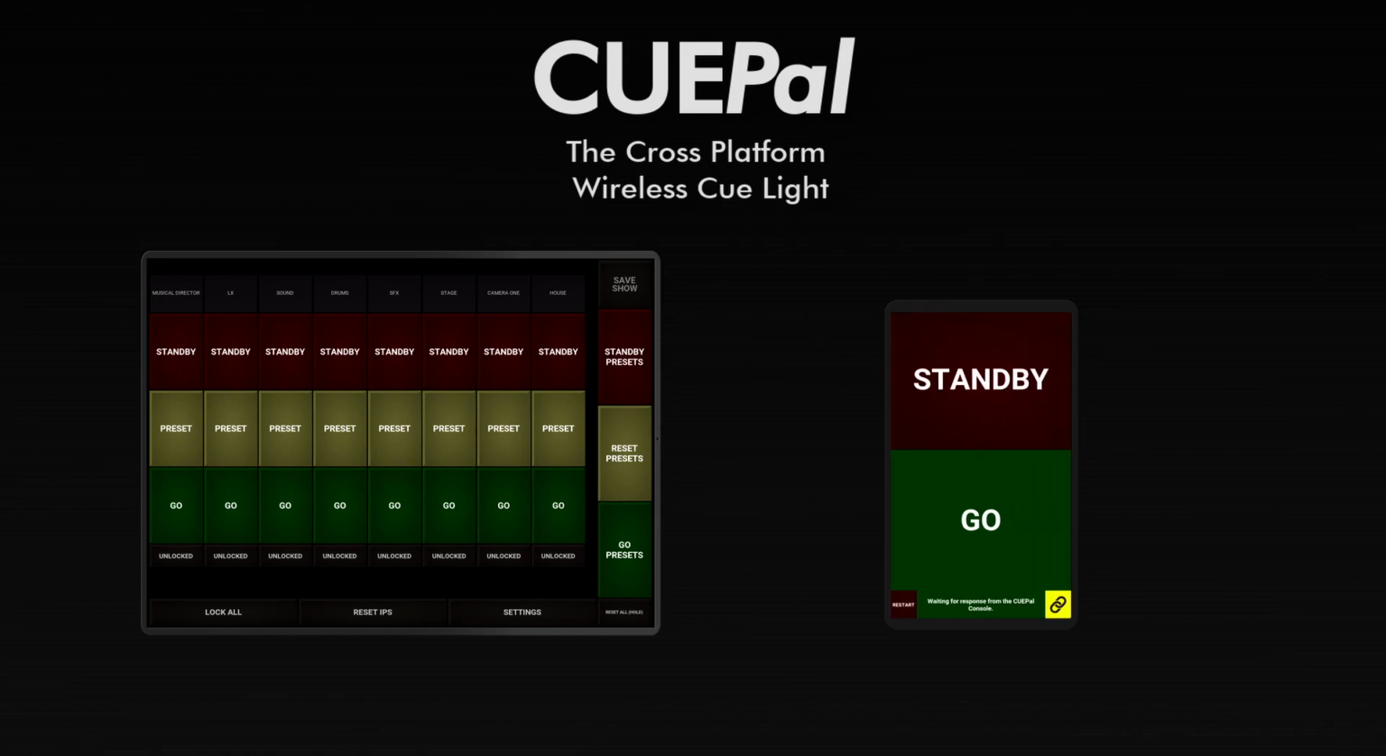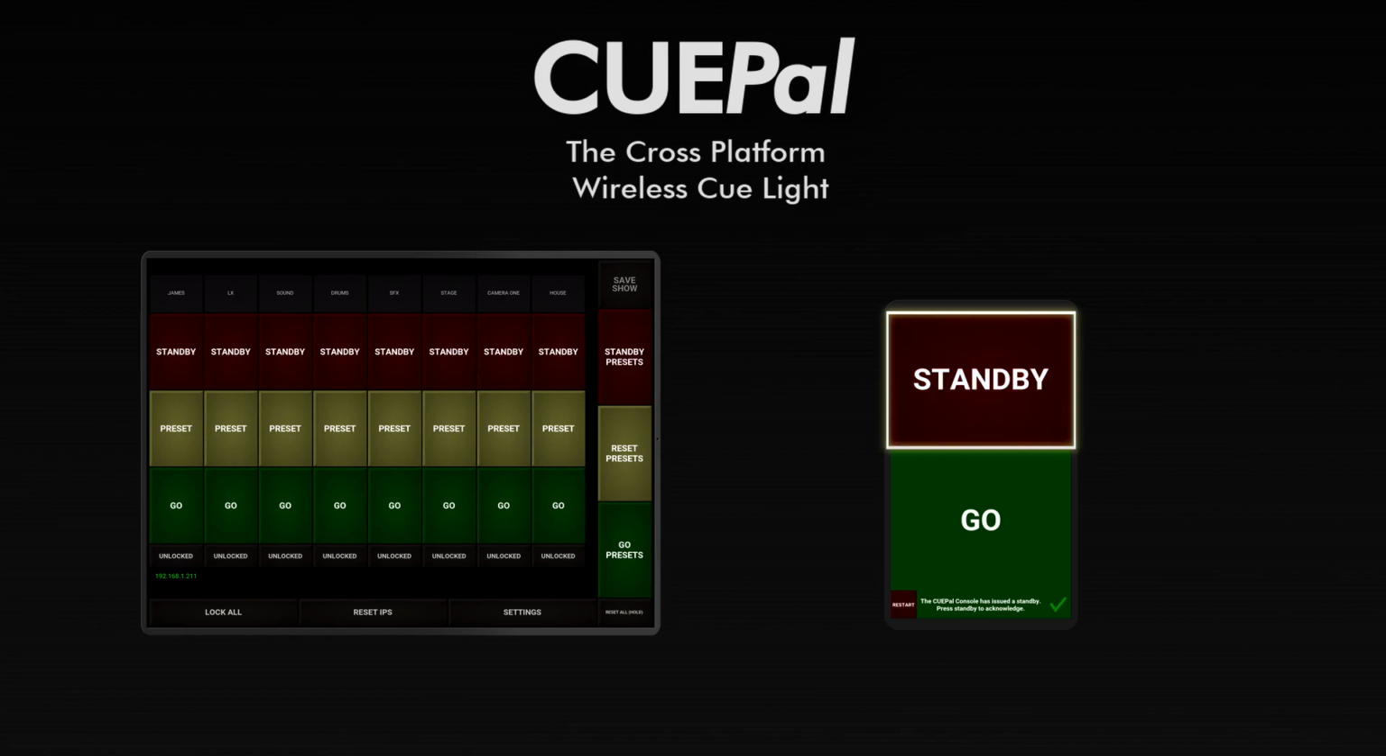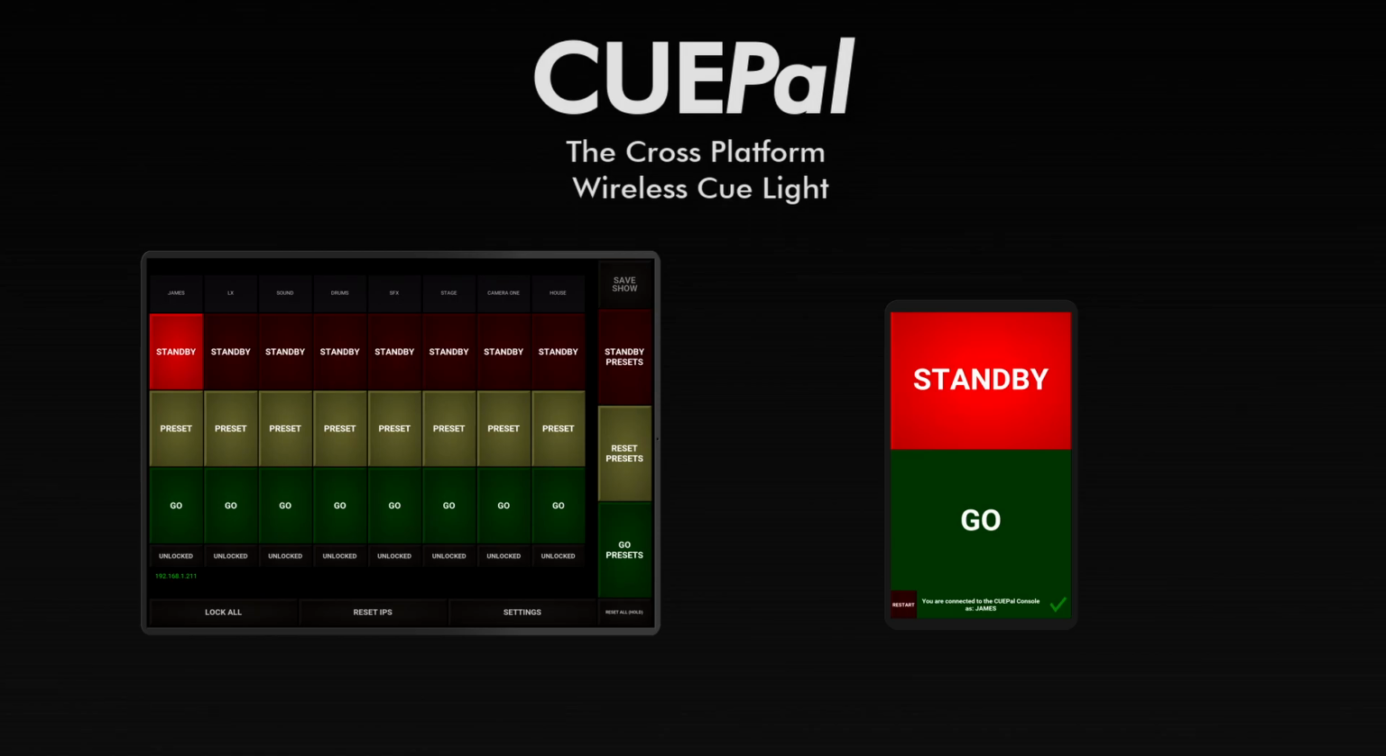Once a connection is made, we can start to issue Cue Light commands. Firstly, let's issue a standby to the Cue Light. If we press the standby button on the channel the Cue Light is connected to on the console, we can issue a standby. Standby is indicated by a flashing standby button as seen on both devices. To acknowledge the standby, press the flashing standby button on the Cue Light. Acknowledged is indicated by a solid standby button. To issue a go command, we simply press the go button on the console.